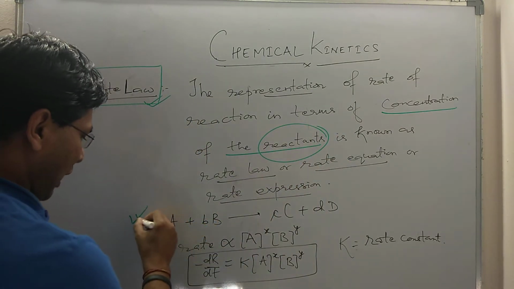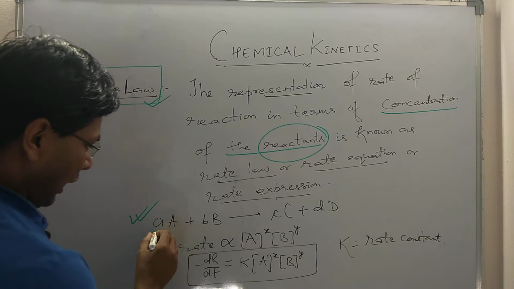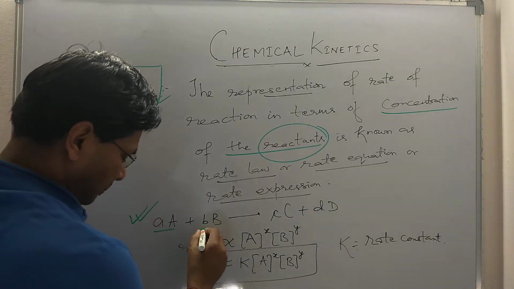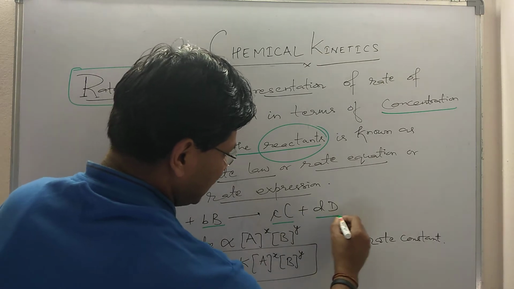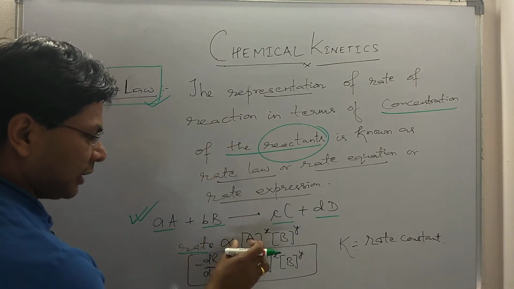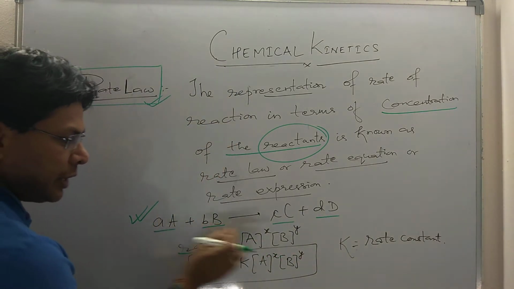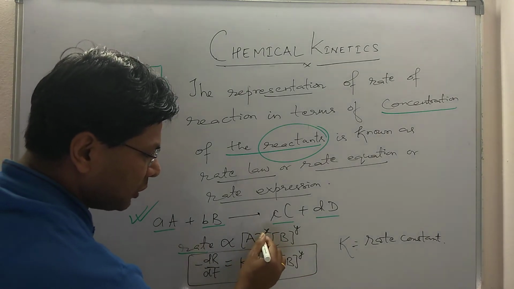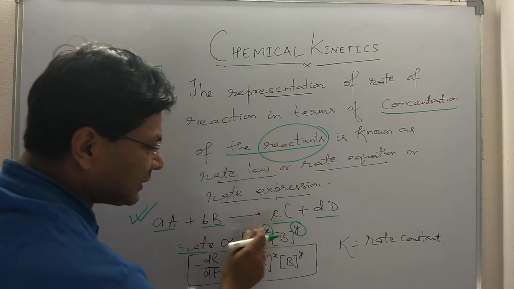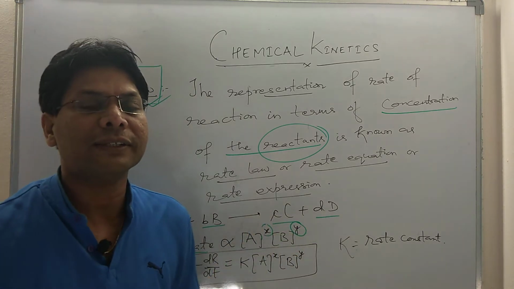Suppose we consider a hypothetical equation. a moles of A react with b moles of B to give c moles of C plus d moles of D. So rate will be directly proportional to the concentration of A raised to the power x, concentration of B raised to the power y. These x and y are experimentally determined.